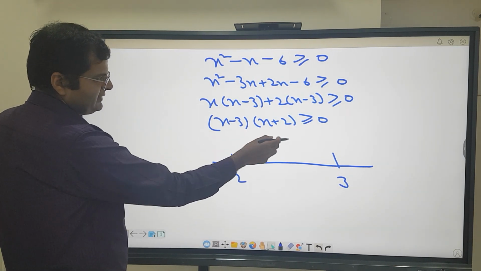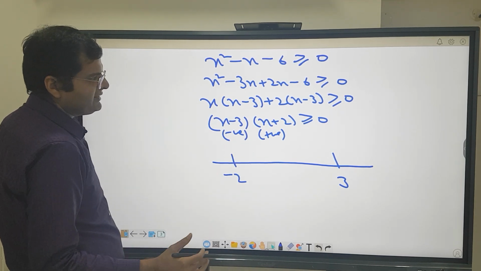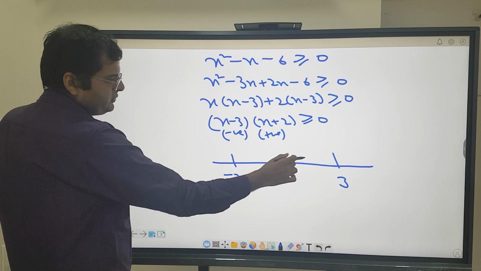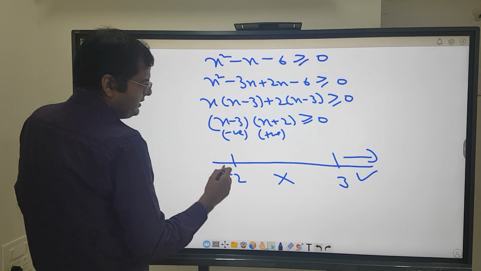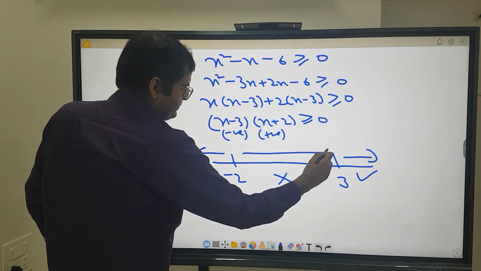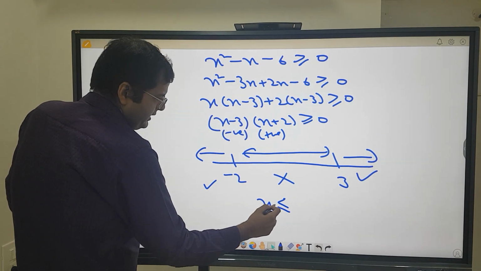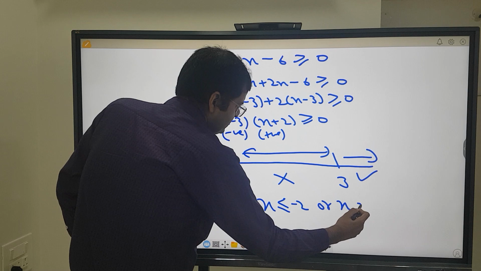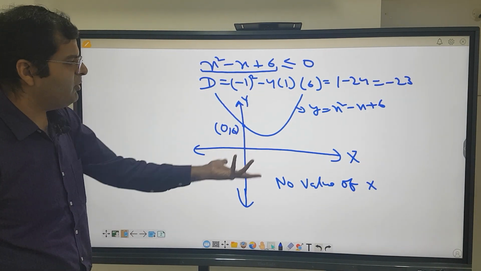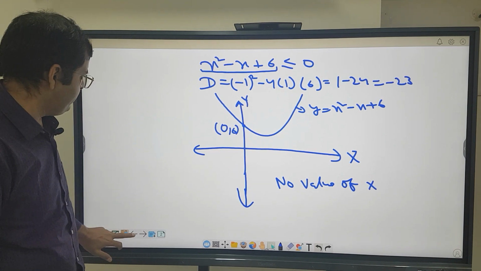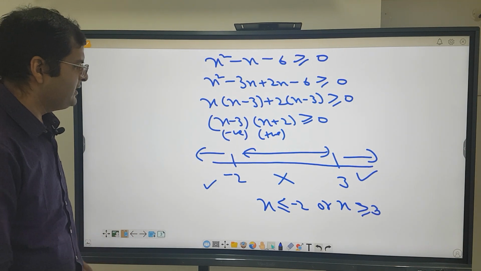Now if I take 0 as a test case, 0 minus 3 is a negative number, 0 plus 2 is positive, and negative into positive is negative. So 0 is not satisfying. 0 lies between minus 2 and 3, so it will not satisfy here. That means it will satisfy in the region which is greater than 3 and in the region which is less than minus 2. So x is less than or equal to minus 2, or x is greater than or equal to 3. Now if I combine the values, from the first inequality I am not getting any value of x. So the only thing we get for this to be true is x less than or equal to minus 2, or x greater than or equal to 3.